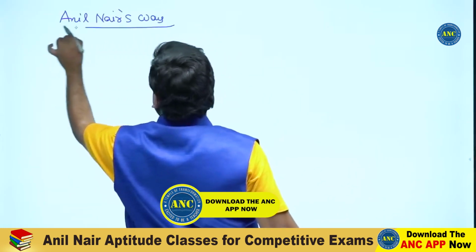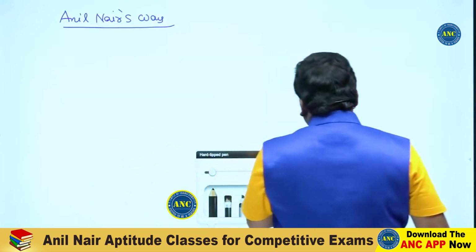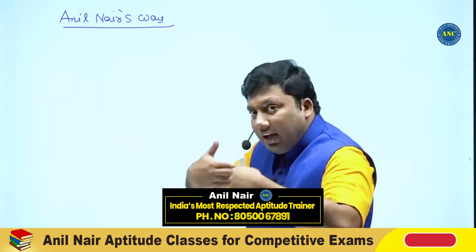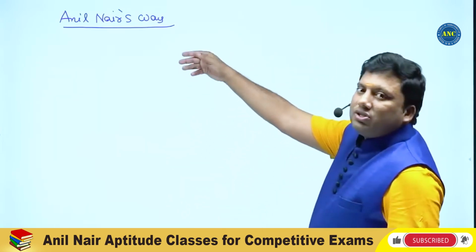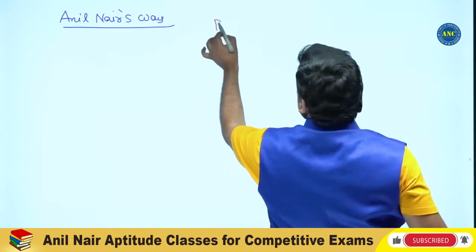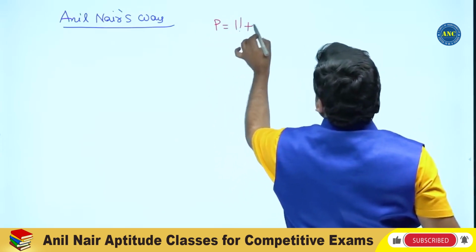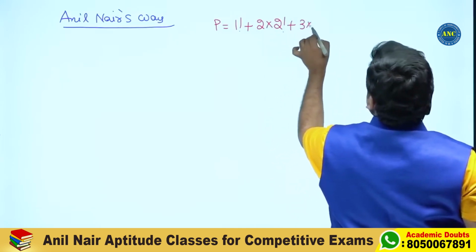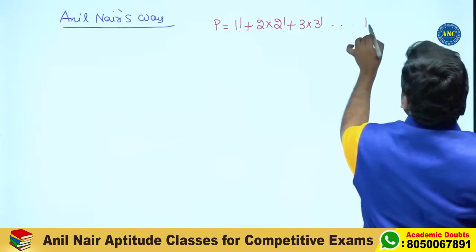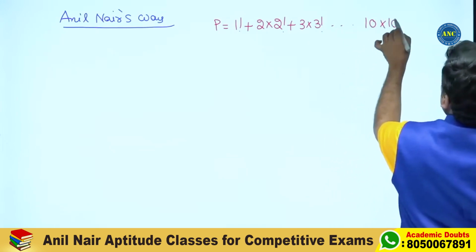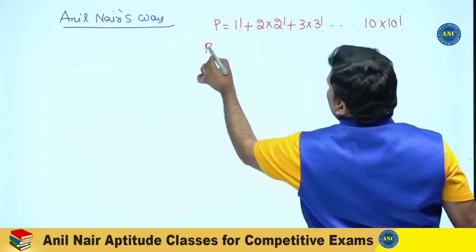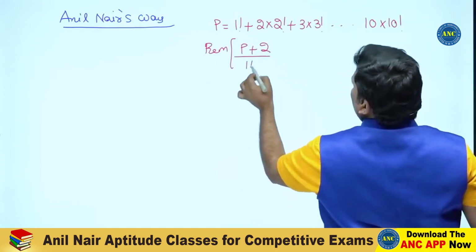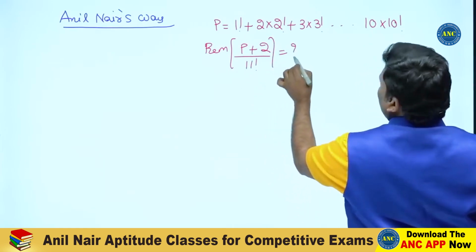Anil Nair's way. But before solving the solution, I am not interested in solving the solution. I am interested in telling you the patterns where you can use this concept to solve a problem. The question is, P is 1 factorial plus 2 into 2 factorial plus 3 into 3 factorial and so on up to 10 into 10 factorial. The question is, remainder when P plus 2 is divided by 11 factorial.